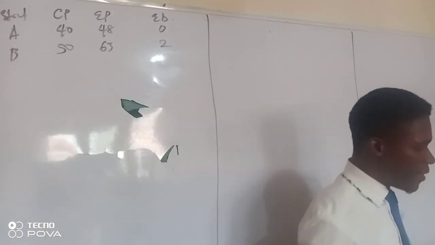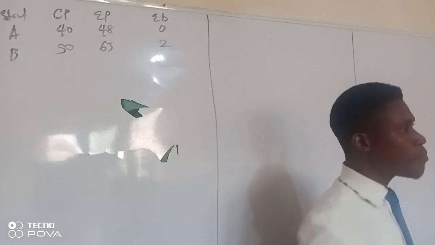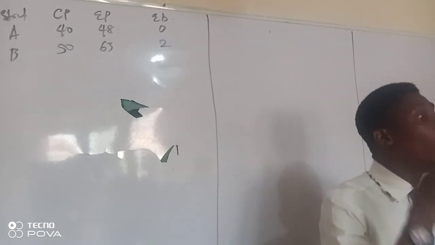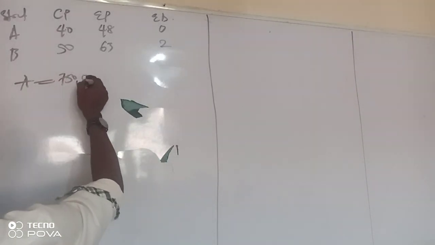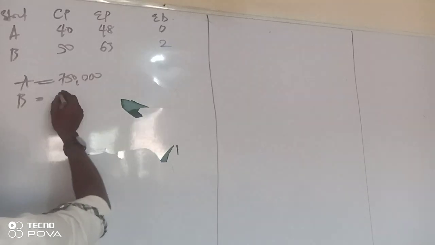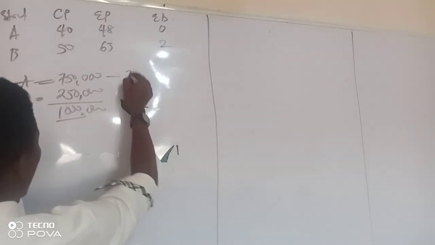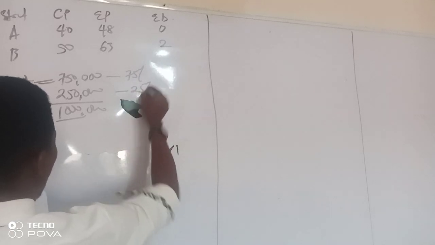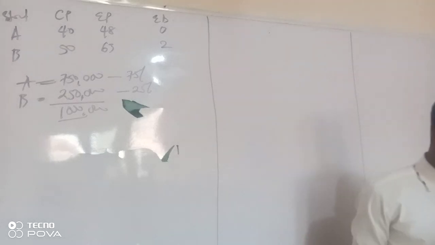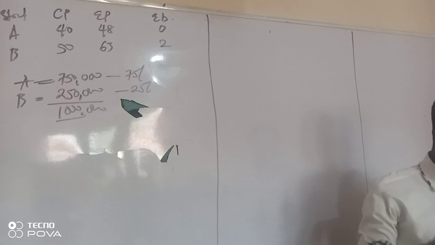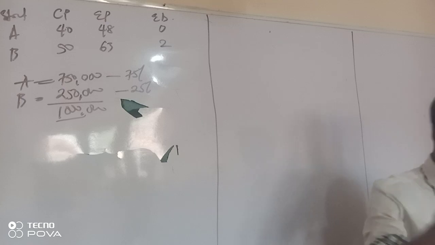You have decided to invest 750 in A and 250 in B. That's the proportion of your investment. Out of 1 million, you invest 750,000 in A, and in B you invest 250,000. Let's convert it to percentage. A is 75%, so B will be 25%. That means you invest 75% in A and 25% in B. The question is: you decided to invest 750 in stock A and 250 in stock B.